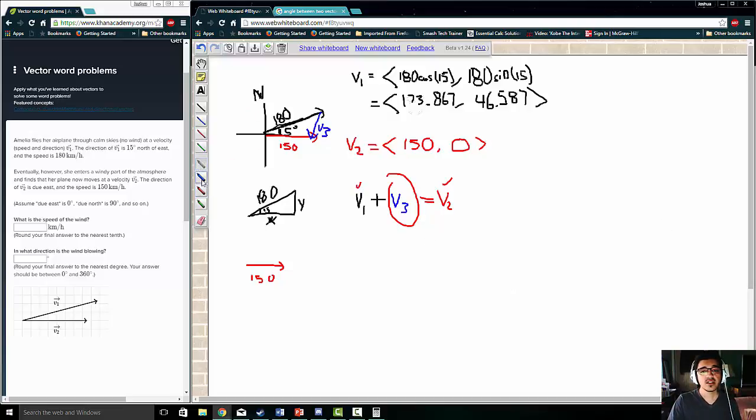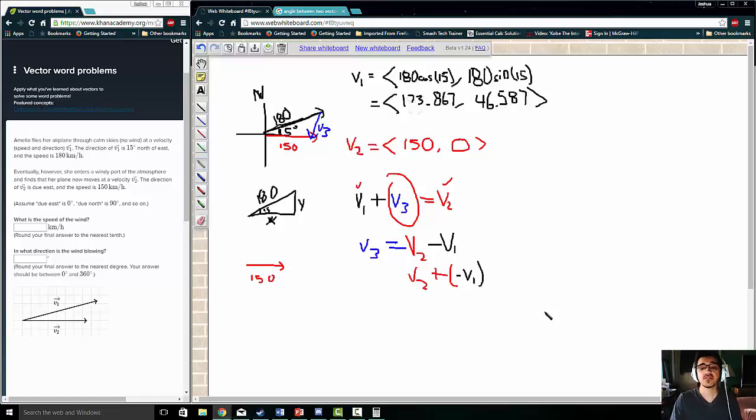So that would leave us with v3 is equal to v2 minus v1. When we're subtracting, remember, subtracting is essentially just adding the additive inverse of that vector. So this is the same thing as adding v2 plus minus v1.